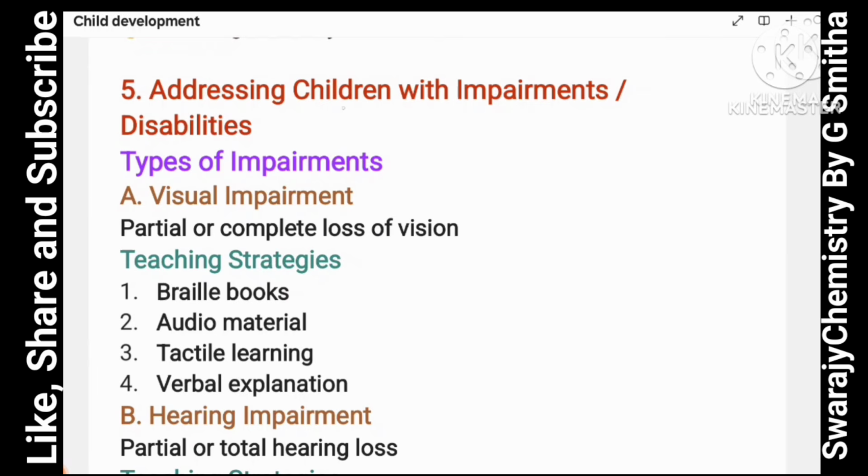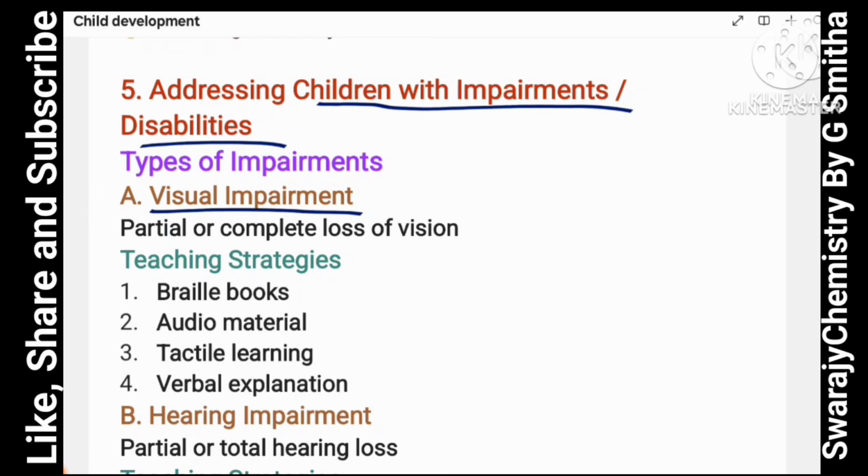Our next concept is children with impairments or disabilities. Children may have different types of impairments. Impairment means some difficulty in seeing, hearing, moving or learning. These children can learn but they need special support. The first impairment is visual impairment. Visual impairment means a child has partial or complete loss of vision. The child may not see clearly or may not see at all.